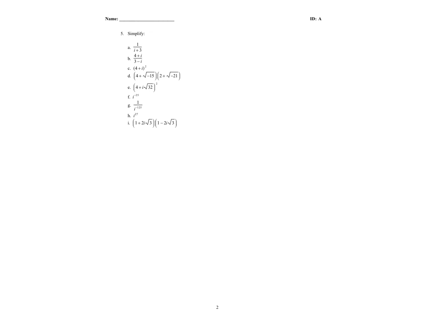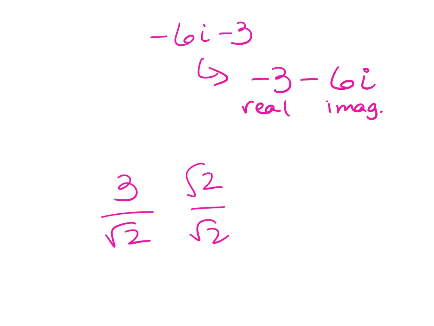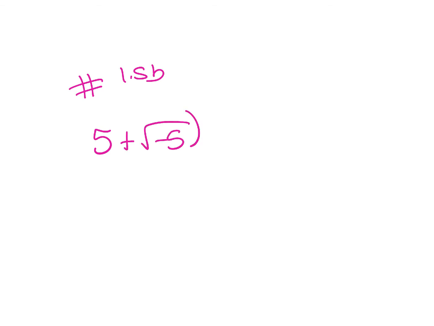And then the last part, this is the chapter or the 1.5 stuff. This is actually the 1.5a. Okay, the 1.5b is all right. This is number 11. Still from 1.5b, 5 plus negative root 5, 6 minus negative root 10. Was that the question?